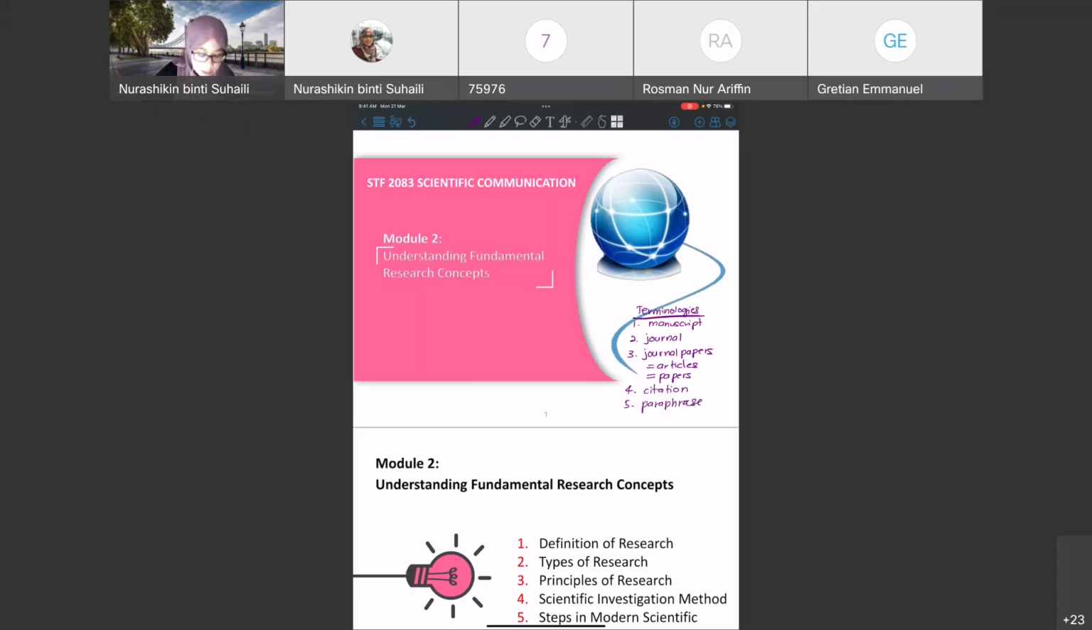But let's say article 1 says that this is the actual sentence from the article. Let's say E. coli can ferment. This is, let's say, written by Lim et al.